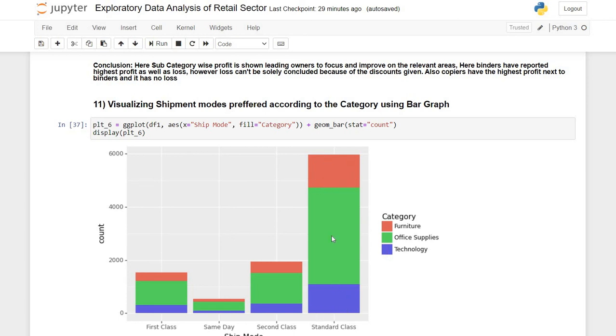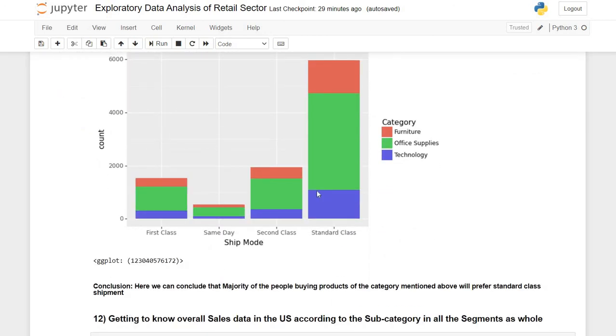So we can gain much more information from this bar graph regarding each and every shipment mode and what percentage of shipment can be done.